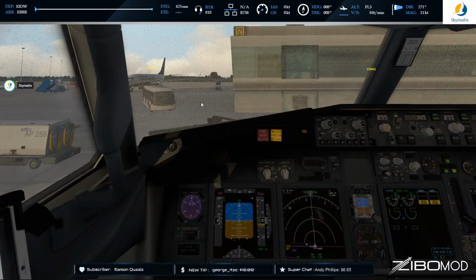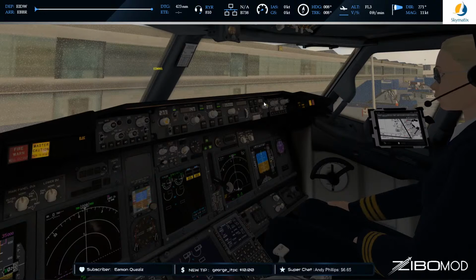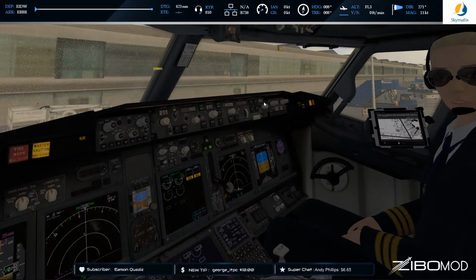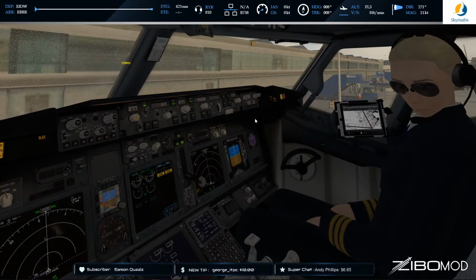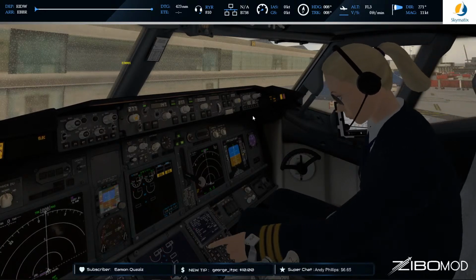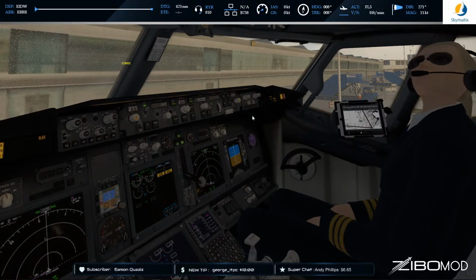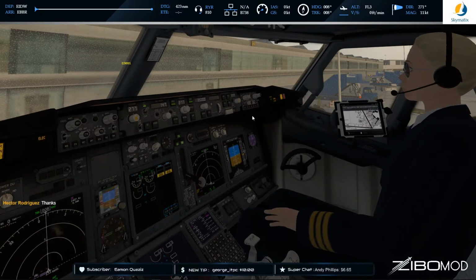Okay, 1 minute. Before start procedure. Before start procedure. Before start procedure completed.